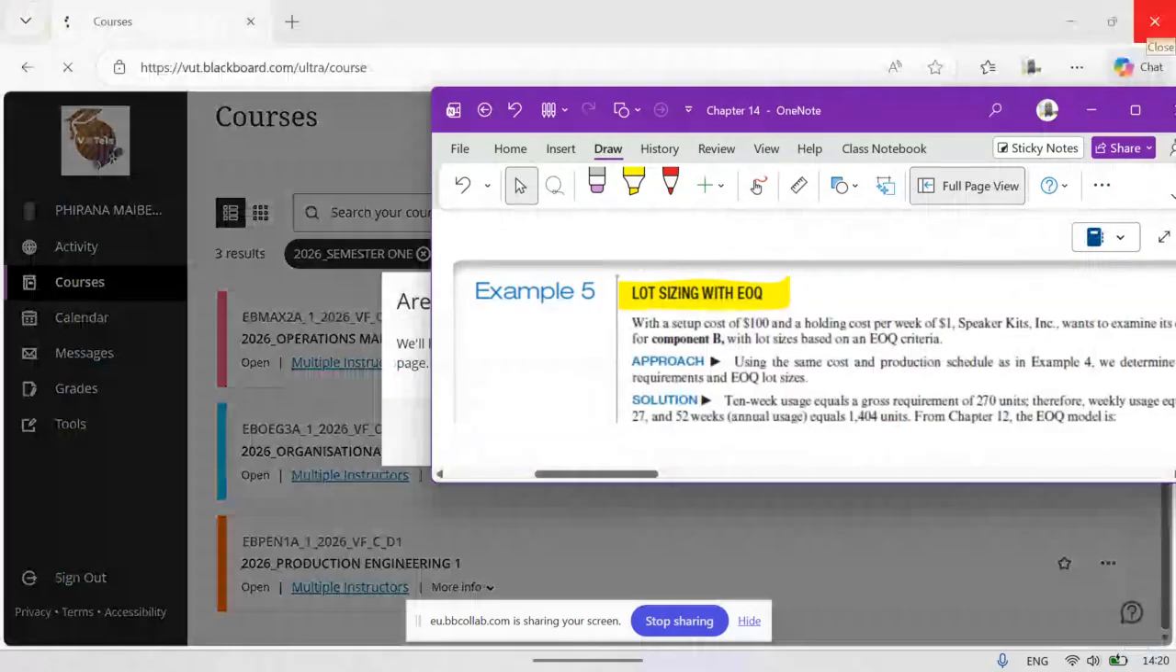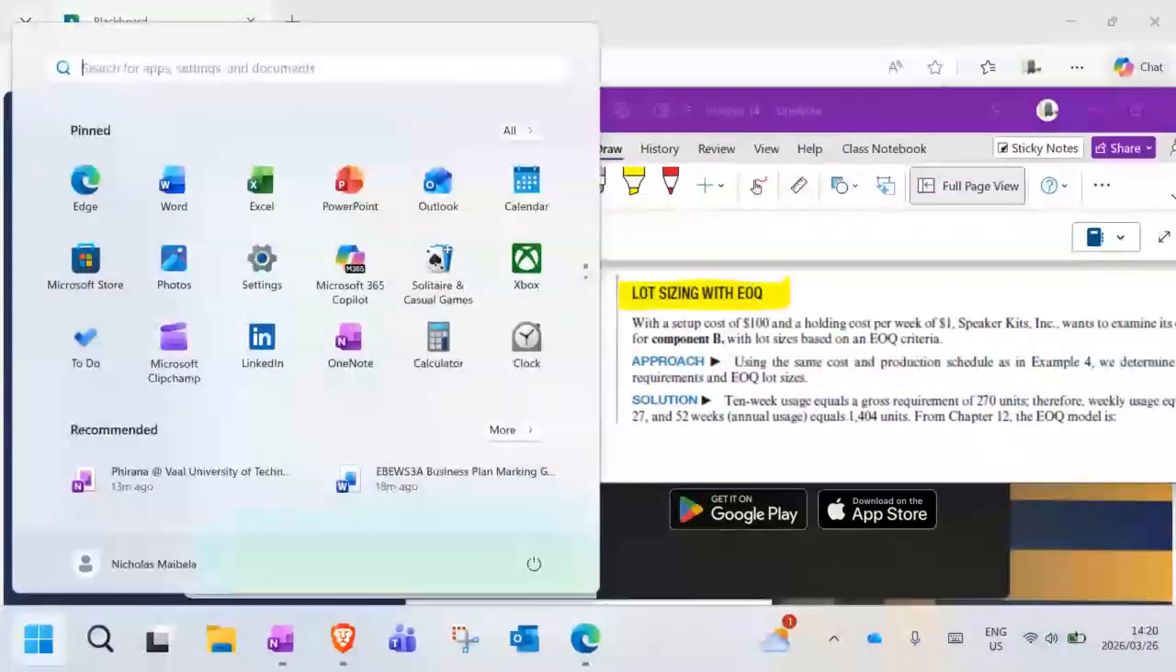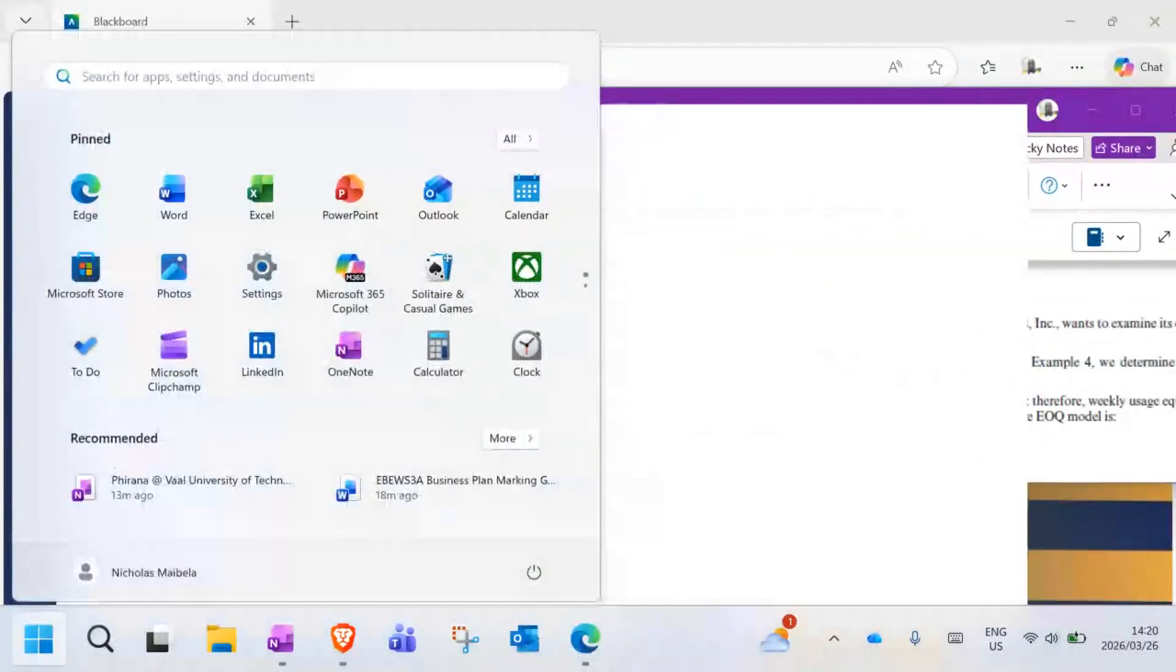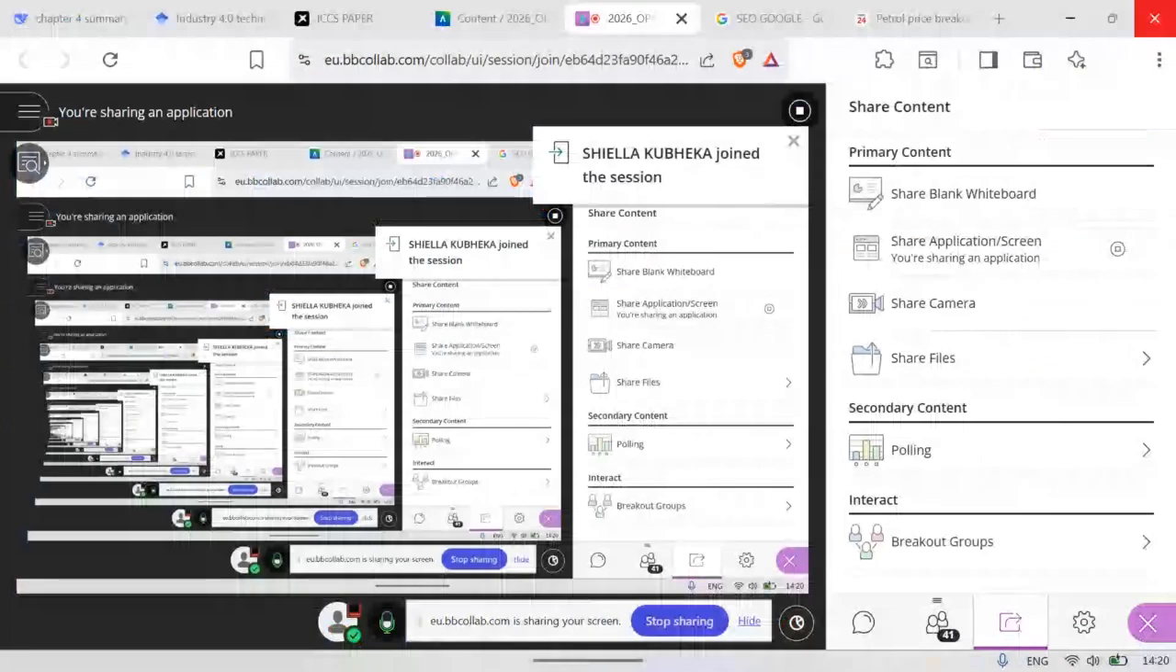What's happening? Oh, I have something that is running. Okay, this one can be closed.